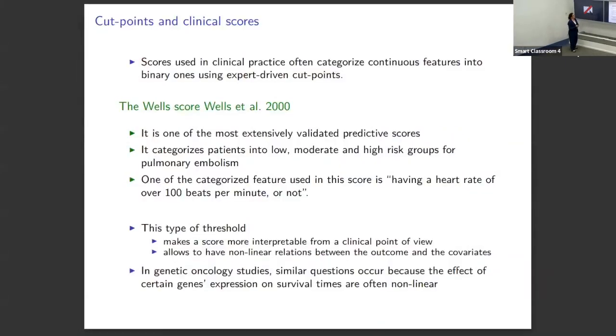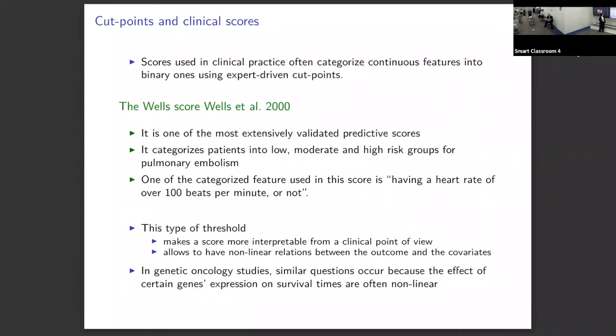So the first algorithm is for prognostic. I have my features and I want to estimate the probability of being alive or disease-free in, say, 2 years, given my features. In clinical practice, they love cutoffs. They want very simple rules, like the Wells score. If your heartbeat is over 100, you are at high risk of pulmonary embolism. If it's higher than 100, you are high risk. If it's under 100, you are low risk. They love that because it's very quick to decide and very simple to understand.